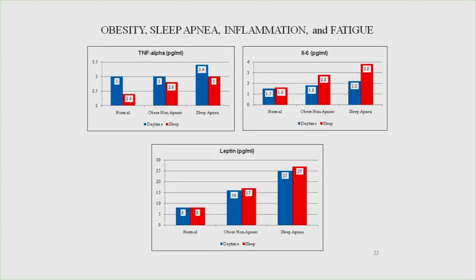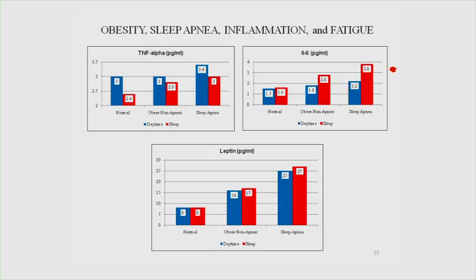If you look at tumor necrosis factor alpha, in normal people, obese non-sleep apnea, obese sleep apnea, during the day and at night, in normal people, you make less TNF during sleep because your body is in a relaxed mode. Those who are overweight but don't have sleep apnea, their body's not relaxing as well, you're still making more TNF at night. You got sleep apnea, your body's not relaxing, so you're making more TNF during the day and at night.